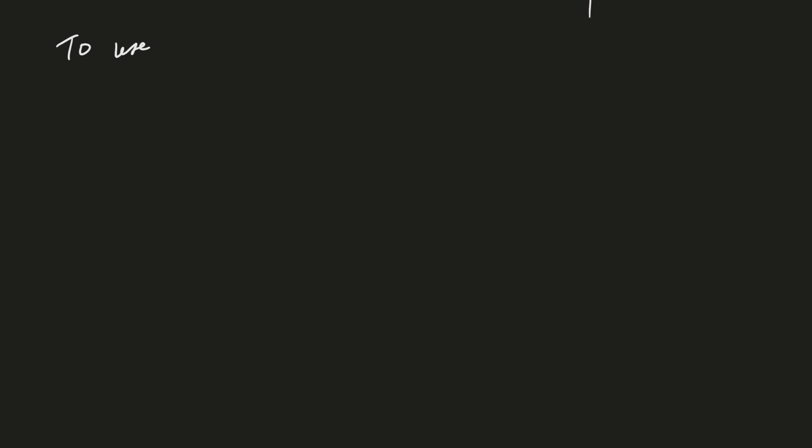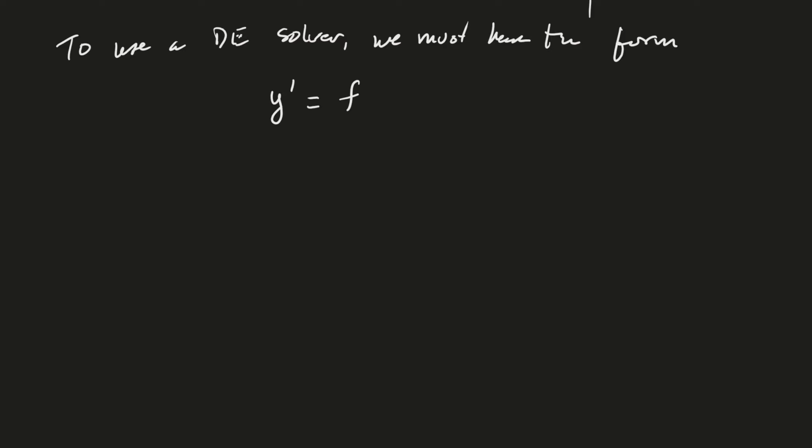Okay, so in this last video of this chapter 8, I just wanted to mention that to use a solver, we must have the form y prime equals f of t, y. Okay, so that would be a scalar, but you could have this in vector form as well, y prime equals f, so that's a vector valued function of t and y.